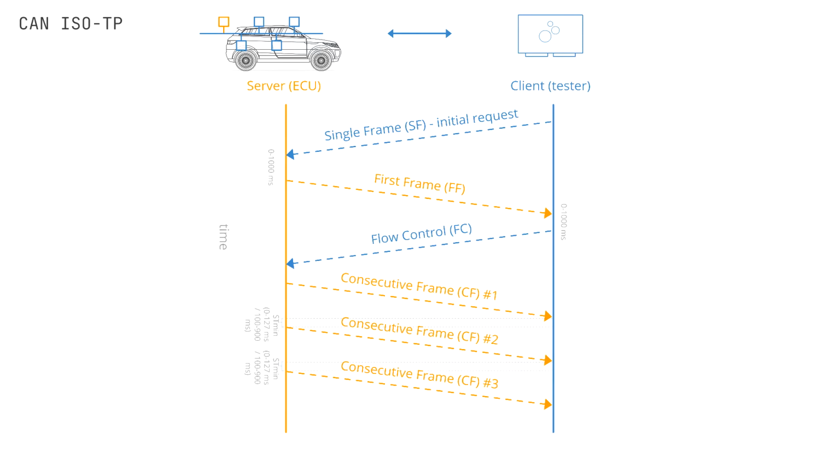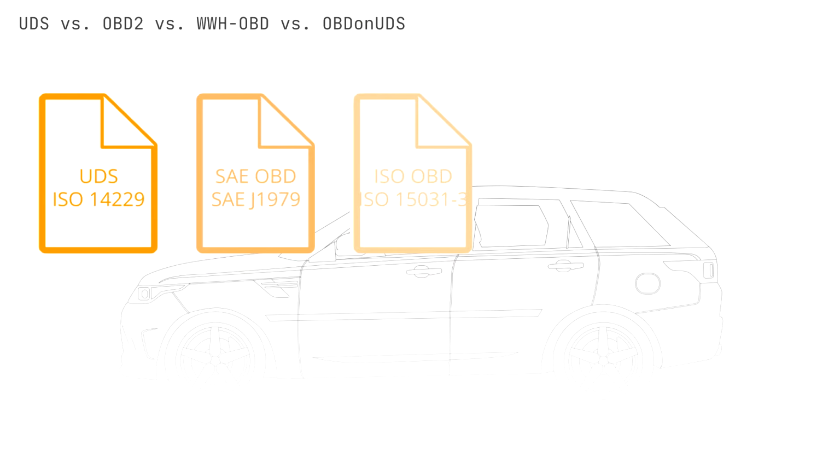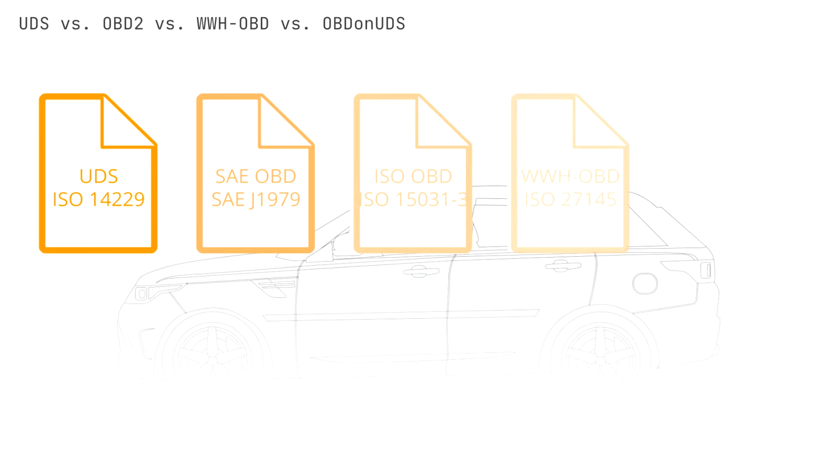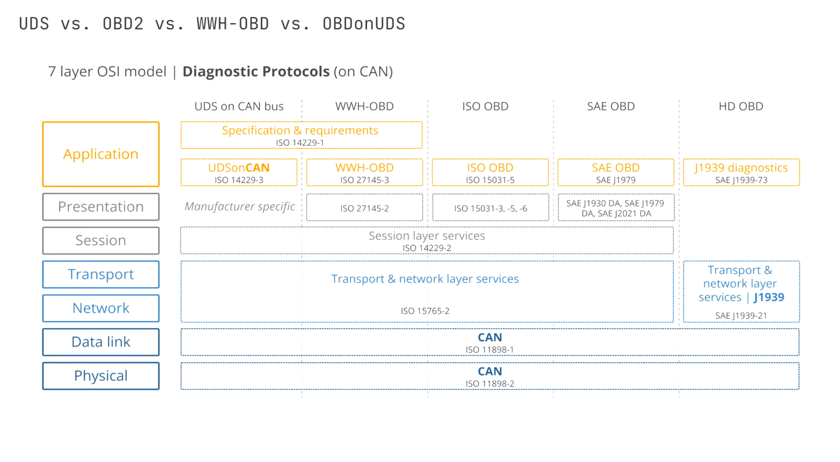Before we show practical examples of such communication flows, it is useful to get an overview of the most common vehicle diagnostic protocols. Specifically, a common question is how UDS relates to onboard diagnostics, aka OBD2, worldwide harmonized OBD, aka WWH-OBD, and OBDonUDS. To understand this, it is important to first note the following. OBD is today implemented in different ways across countries and vehicles. This is illustrated via the OSI model comprising CAN-based vehicle diagnostic protocols in use today. Let's look at each diagnostic protocol.